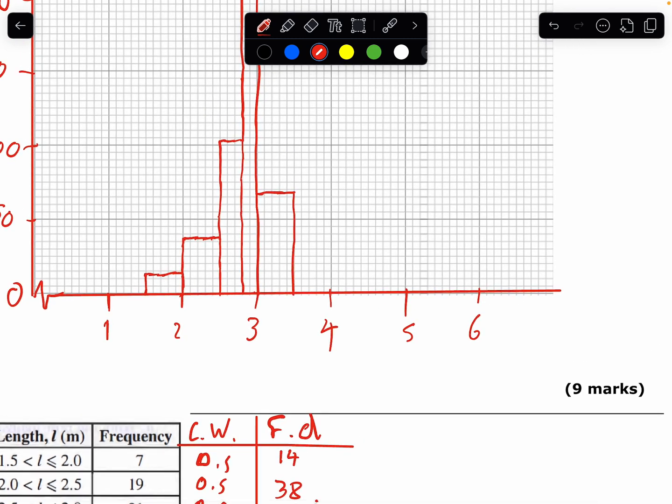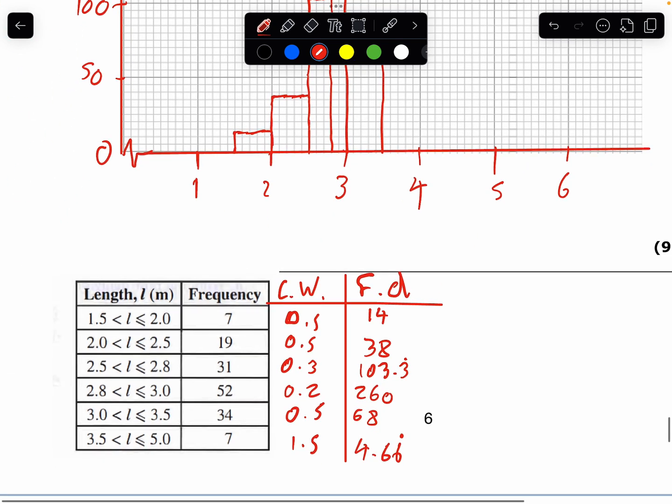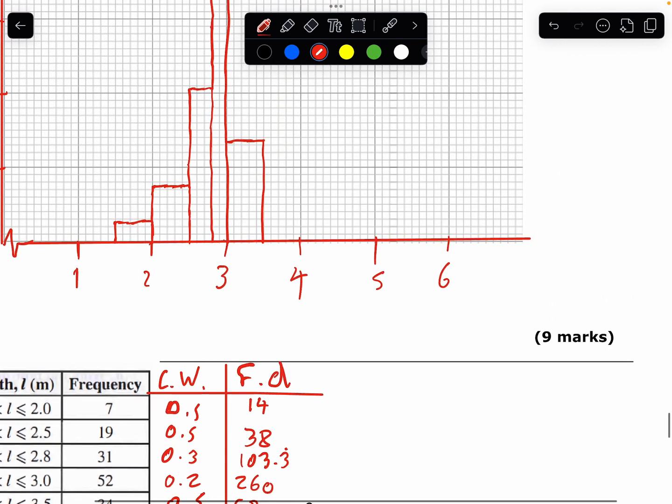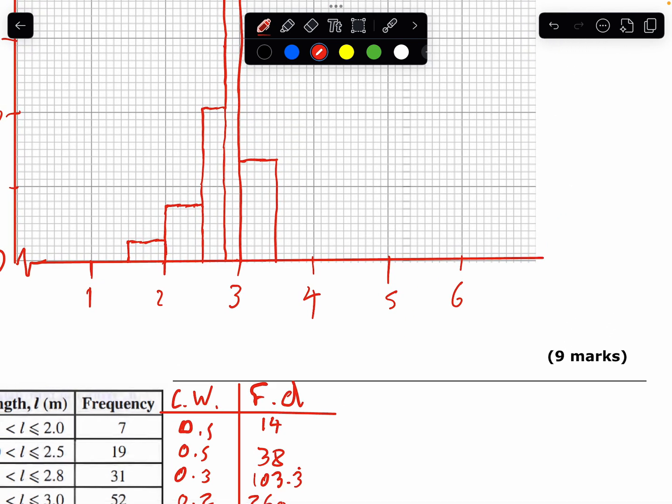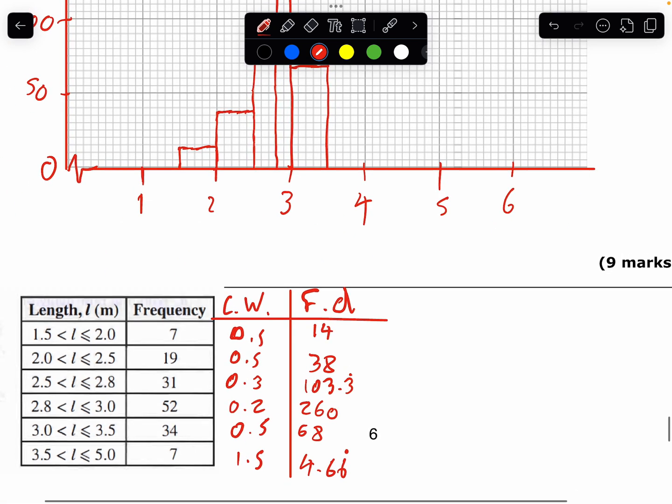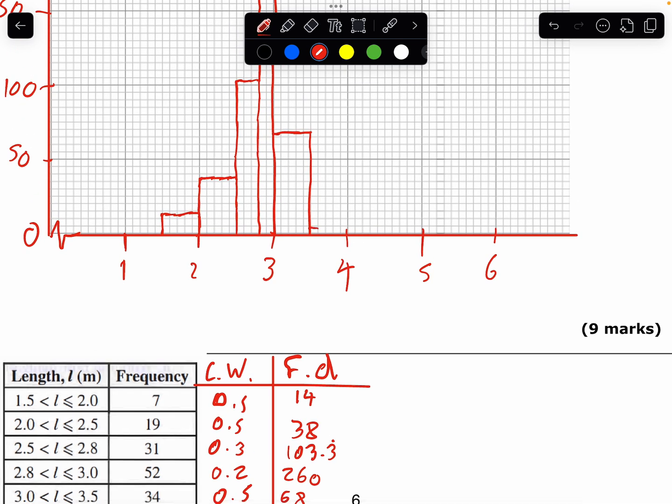Yeah, and then from 3.5 to 5, we're at 4.6, which is actually just below 1 square. I've just noticed that this bar isn't horizontal. So just under 1 square across, all the way up to 5, which is going to look a bit silly, but what can you do? Once again, use a ruler for this.